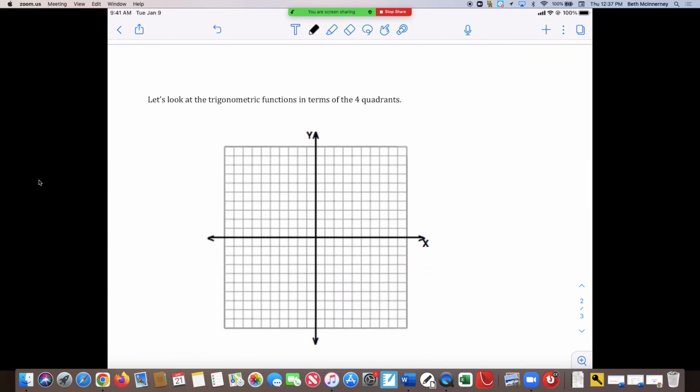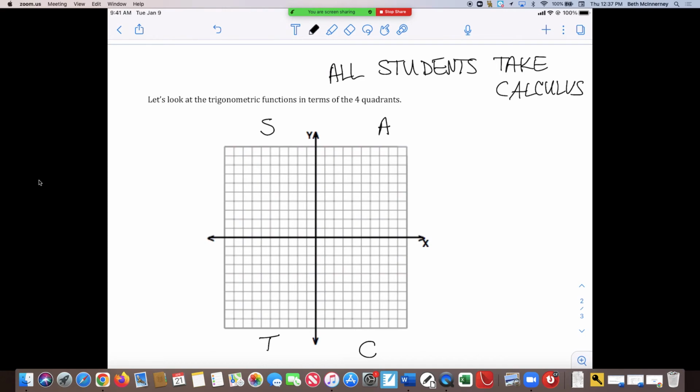Okay, so now I'm going to show you something about the 4 trig functions. And there's something I've always told my students. All students take calculus. Let me explain what this means, okay? All students take calculus.